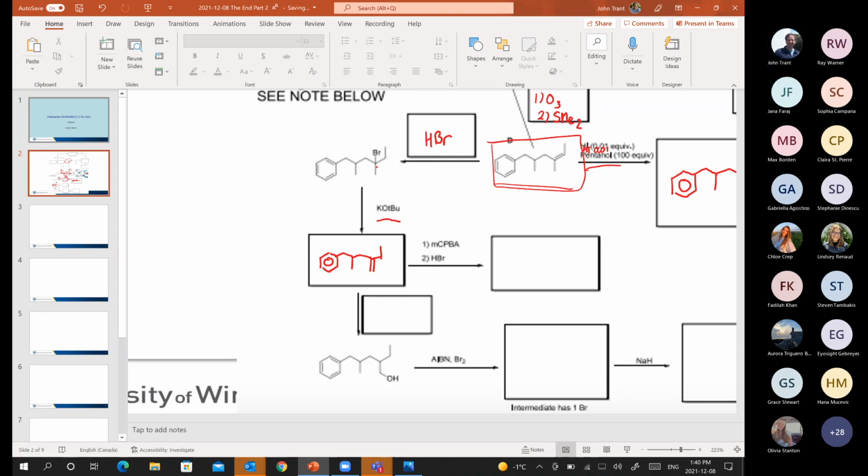So what we have here is what happens if we treat that molecule with mCPBA followed by HBr. So again, you have to ask, what does mCPBA do? Epoxide formation, epoxide opening under acidic conditions. Perfect, yeah. And Alyssa says 2 OHs, and that's not right, Alyssa. It's going to be an OH and a Br. If we had opened it with water, it would have been 2 OHs. But we didn't open it with water, we opened it with a strong acid.